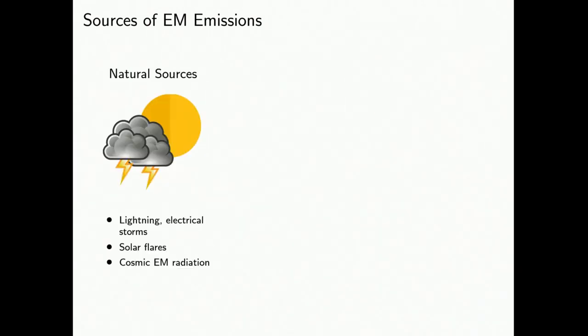Now let's look at some sources of electromagnetic emissions. Where does this electromagnetic energy come from? The first, of course, are natural sources. We all know that lightning and electrical storms give off a lot of electromagnetic energy, that is. We also have sources of EM radiation outside our planet. Solar flares and cosmic EM radiation are the most common sources. And as you can imagine, these sources are most severe or most critical for equipment such as aerospace, military, and space applications.